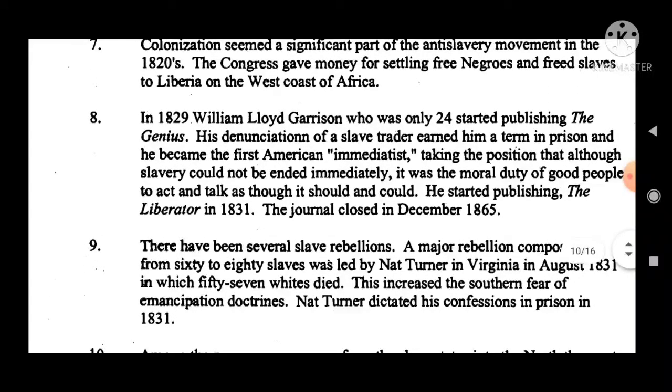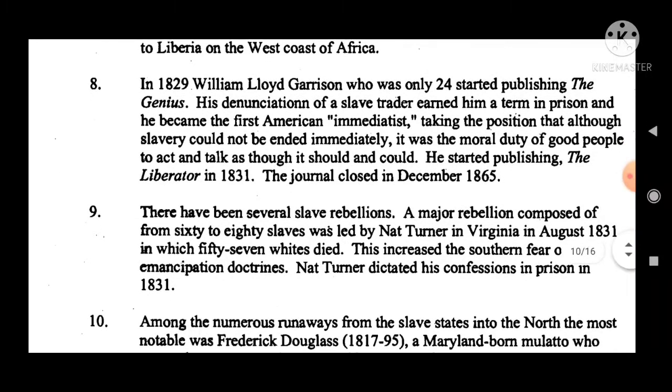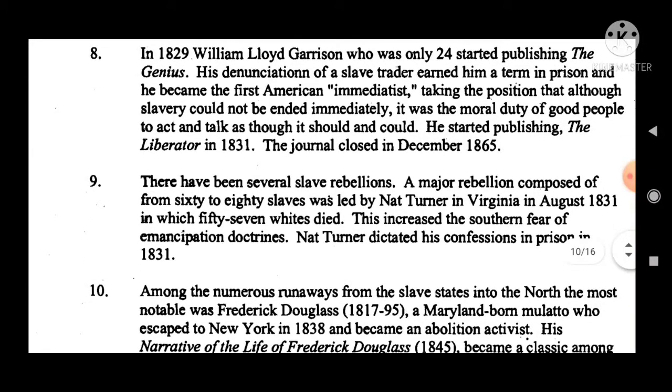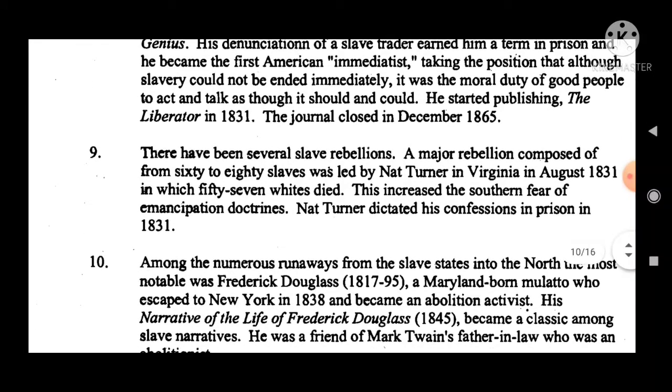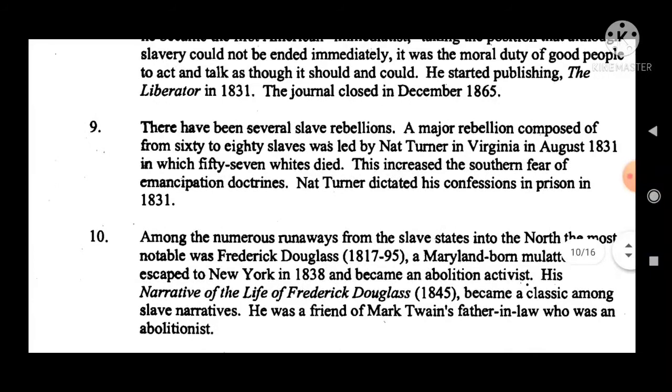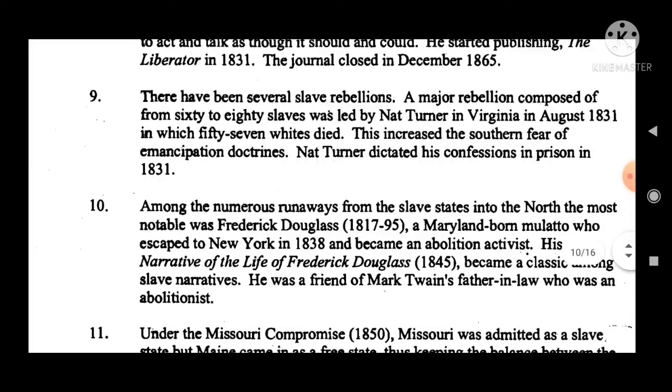In 1829, William Lloyd Garrison, who was only 24, started publishing The Genius. His denunciation of slave trader earned him a term in prison, and he became the first American immediatist, taking the position that although slavery could not be ended immediately, it was the moral duty of good people to act and talk as though it should and could. He started publishing The Liberator in 1831. The journal closed in December 1865.